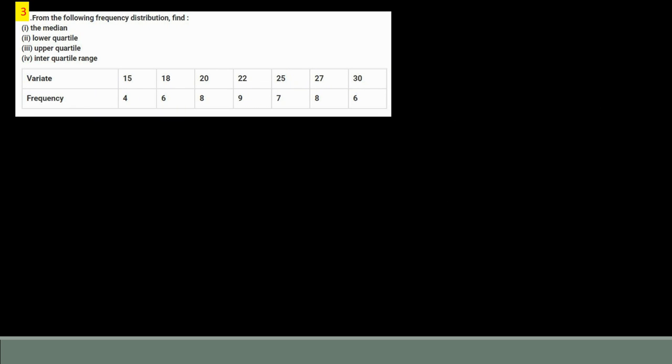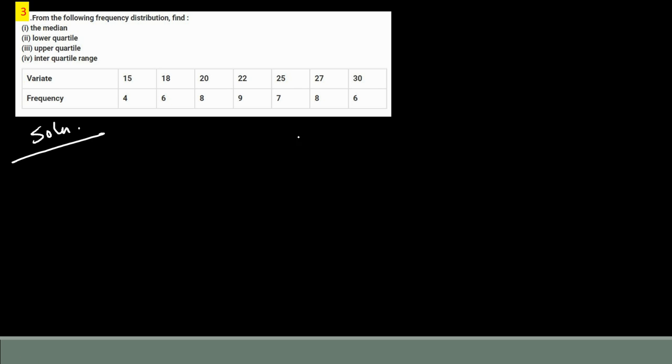So again, please pause the video first and try it, and then we will see what the solution is, how to do it. Okay, so from the following frequency distribution, find these things. As I said before, you can find the median, lower quartile, upper quartile, interquartile range.